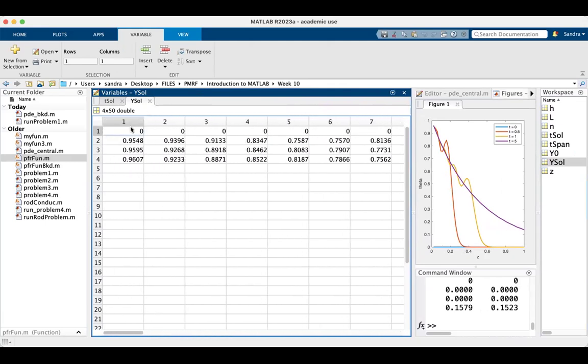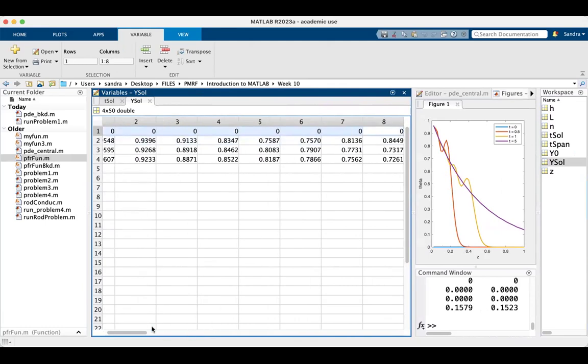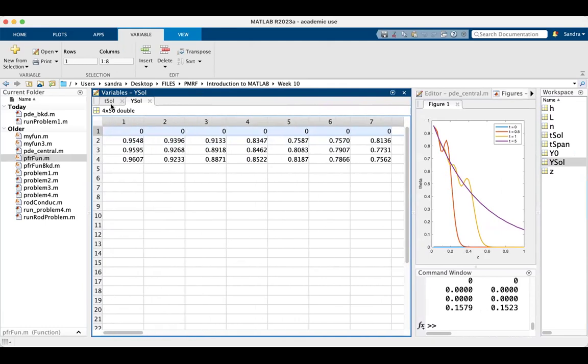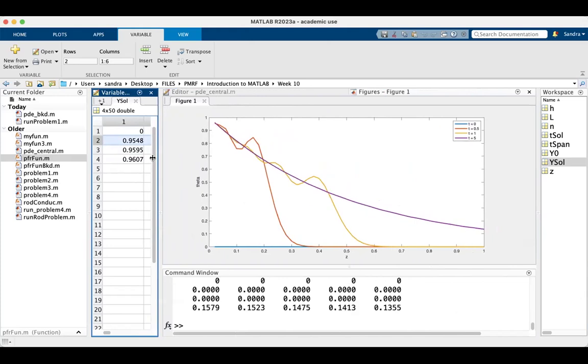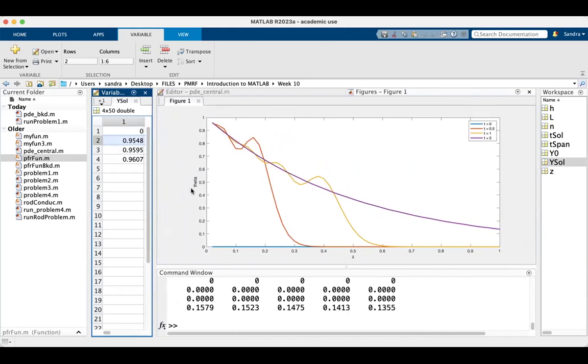And what is this? At t equal to 0, all my positions are starting with 0. But as time progresses, as given to me in the t solve, my y solve also changes. And you can see at different positions, it is different values. So what am I plotting? I am plotting here z versus theta. So I'll get different plots. Each plot corresponds to a particular time.